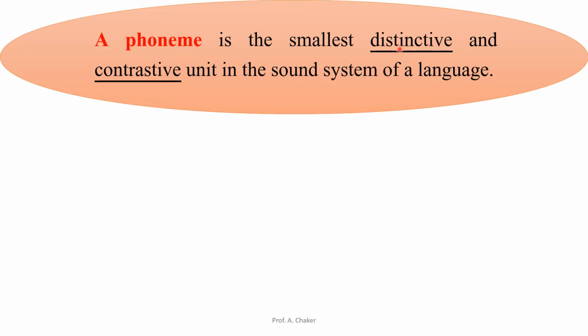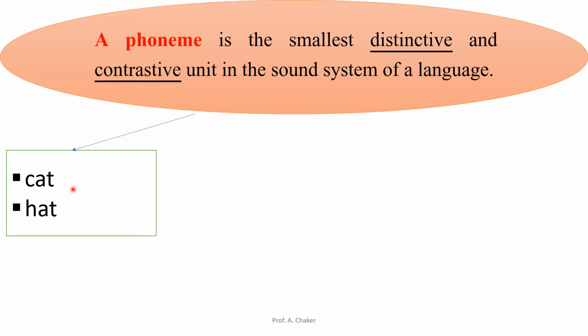Distinctive means they can distinguish between words. If you say night and might, what distinguishes between the words? The sounds m and n, which are phonemes. So the phoneme is distinctive and contrastive. This means that the phoneme distinguishes between the words in terms of meaning. So there is a difference in terms of form and in terms of meaning as well.